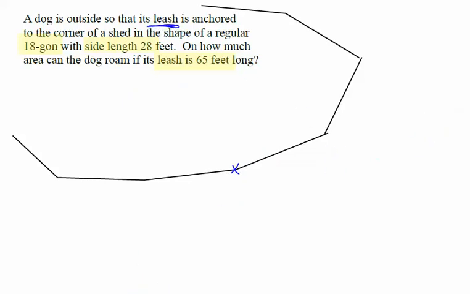Now what we're going to do is visualize how the dog would walk around the shed. So first, say it walks along the shed and keeps its leash pulled tight as it walks across the side of the shed. We know that the side length here is 28 and that the remaining portion of the leash would be 65 minus 28 feet. 65 minus 28 is 37.